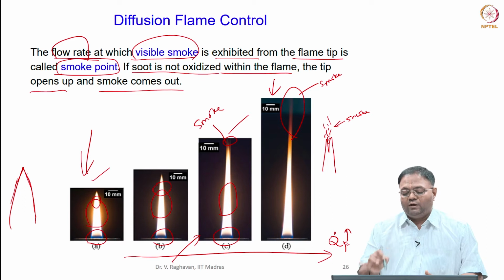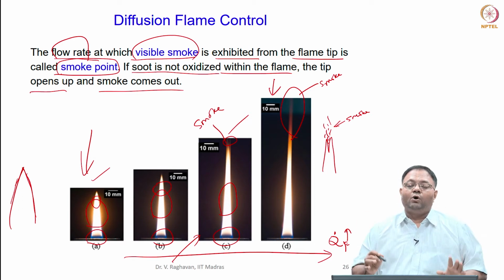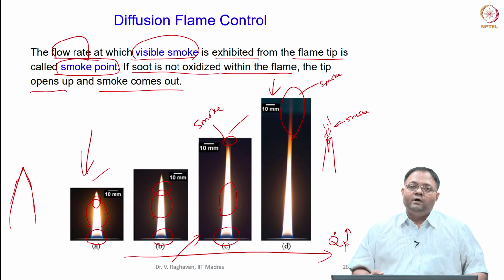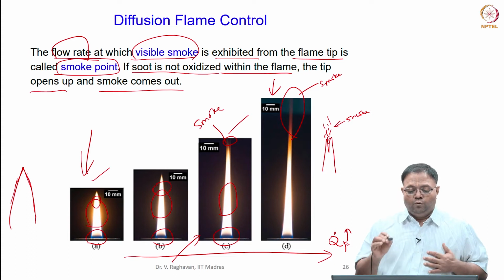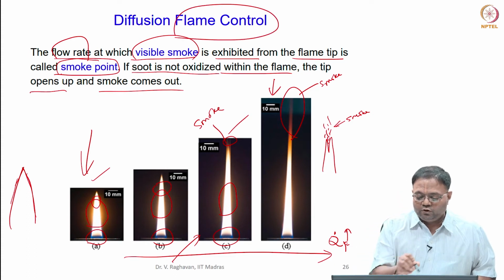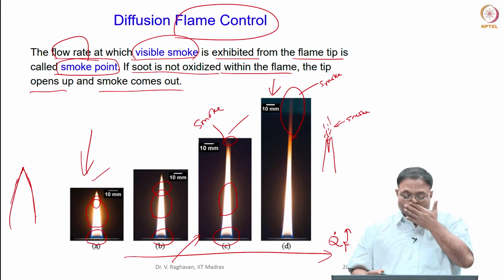So some control has to be done to avoid the smoke which is released out, or the soot which is unoxidized, leaving the flame tip. So this has to be taken care of. Okay. So we need control for a diffusion flame in such scenarios. So how to do this?